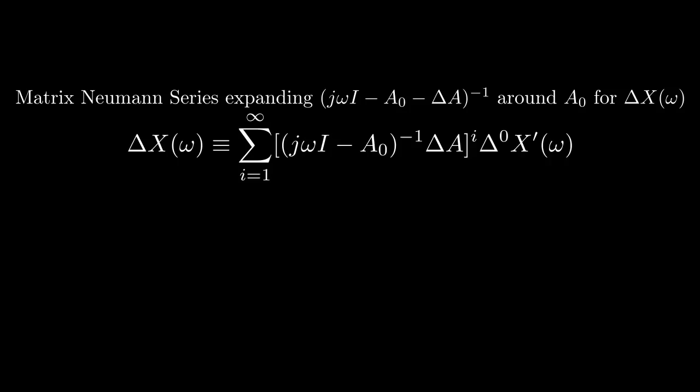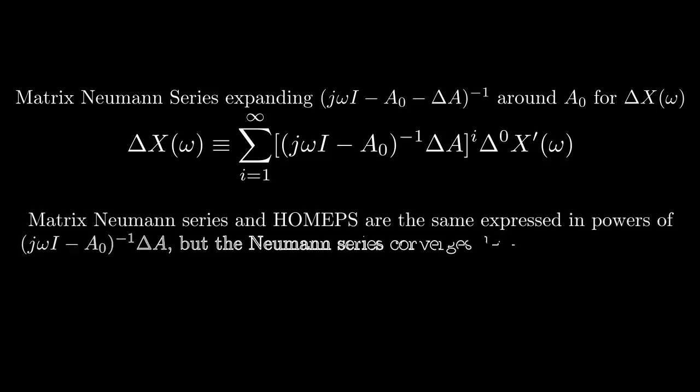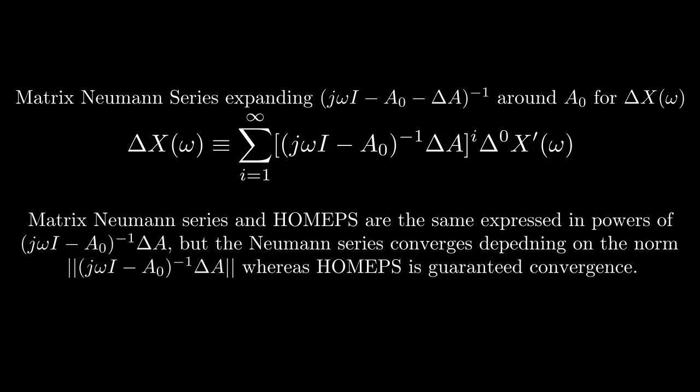If we use the matrix Neumann series to expand (j omega I minus A naught minus delta A) inverse around A naught and write out for delta x of omega, we get the same expression as the higher order MEPs. However, the interpretation of the Neumann series is entirely different from the interpretation of the higher order MEPs. While the Neumann series may or may not converge depending on the matrix norm of (j omega I minus A naught) inverse delta A, the higher order MEPs always converge in their approximation of the modal space of the matrix function.